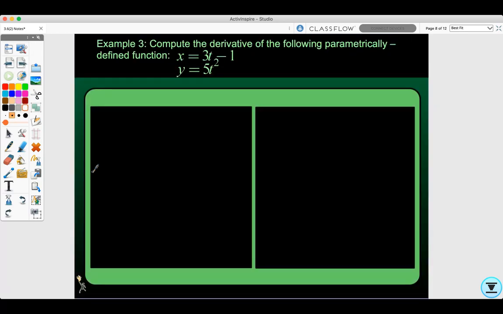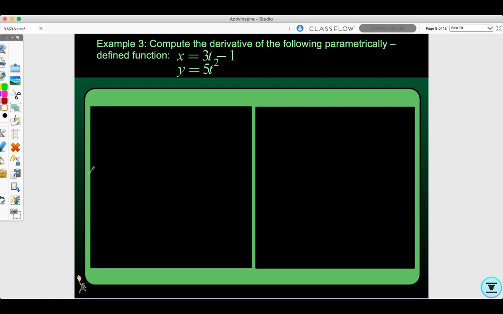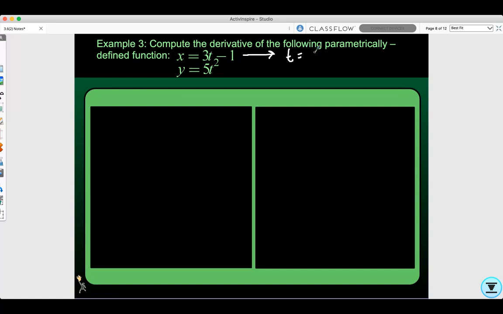So let's go ahead and compute the derivative of the following parametrically defined function. We have x equals 3t minus 1 and y equals 5t squared. Something that we'll need for both of these is to solve for t. Looking at these, it's a lot easier to solve for t in x. So to solve for t, I would end up having t equals x plus 1 divided by 3, I believe.